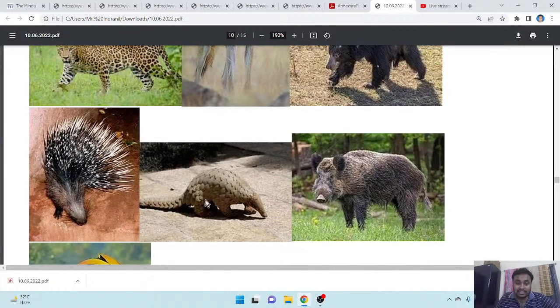And out of these, the Indian pangolin is the number one highest trafficked animal in India. Trafficked means it is illegally traded in the market. Pangolin is illegally traded in the market, and of all animals that are illegally traded, number one is the Indian pangolin. There are many other animals like the Indian tortoise that are also illegally traded, but number one is the Indian pangolin.